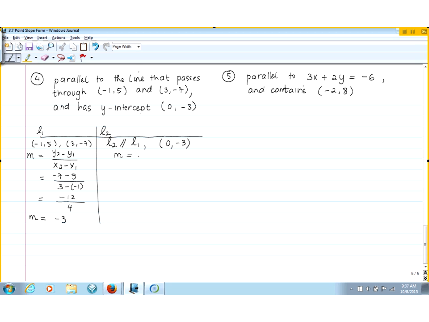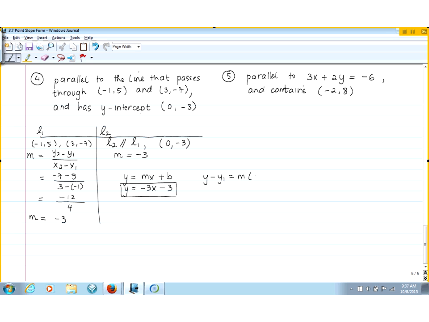The slope is... what is the slope? -3. Why? Why not 1/3? They're parallel, not perpendicular. So now, do I have a y-intercept? Yes. So what do you use here? y = mx + b. So y is equal to -3x minus 3. Done.